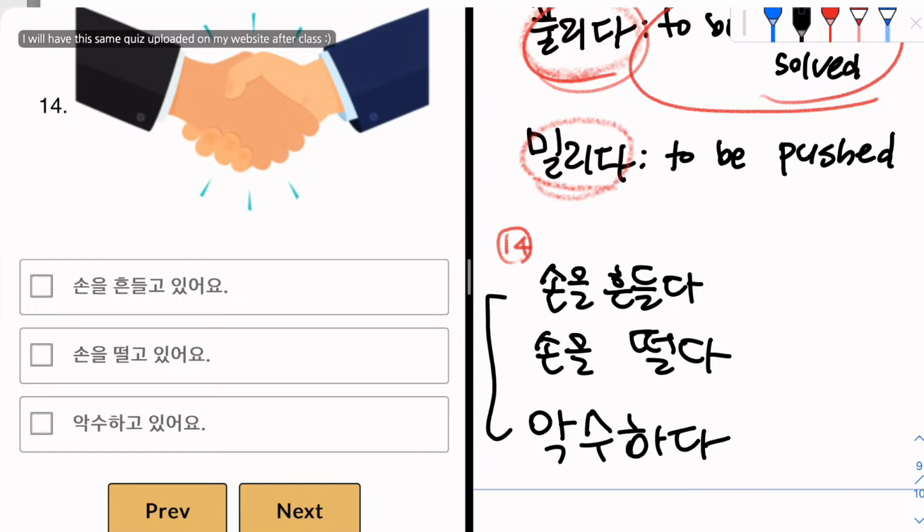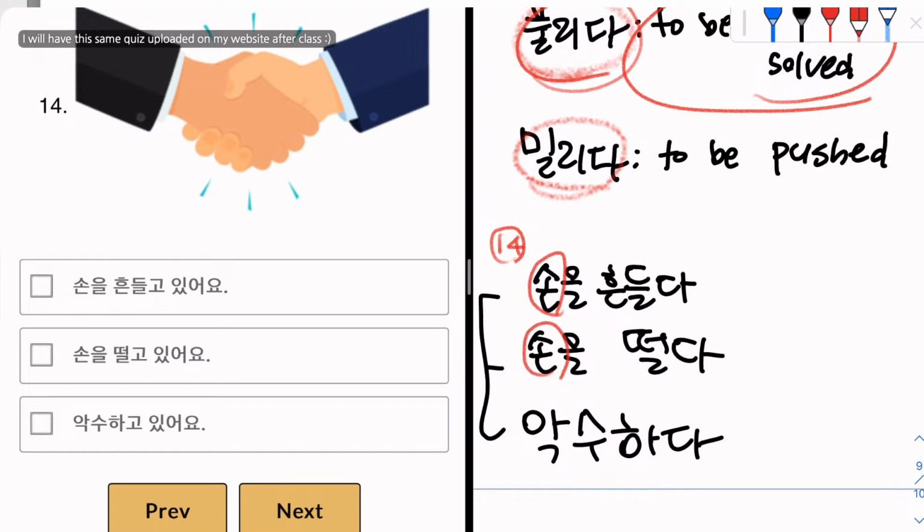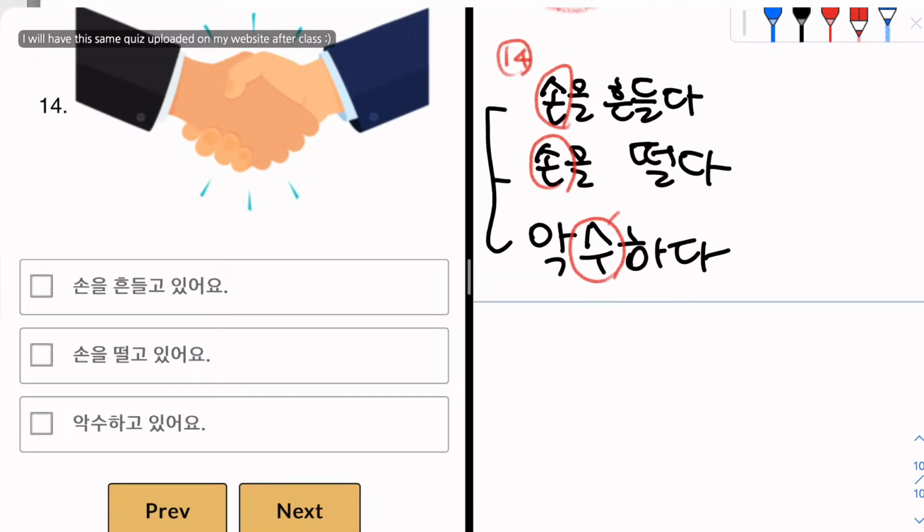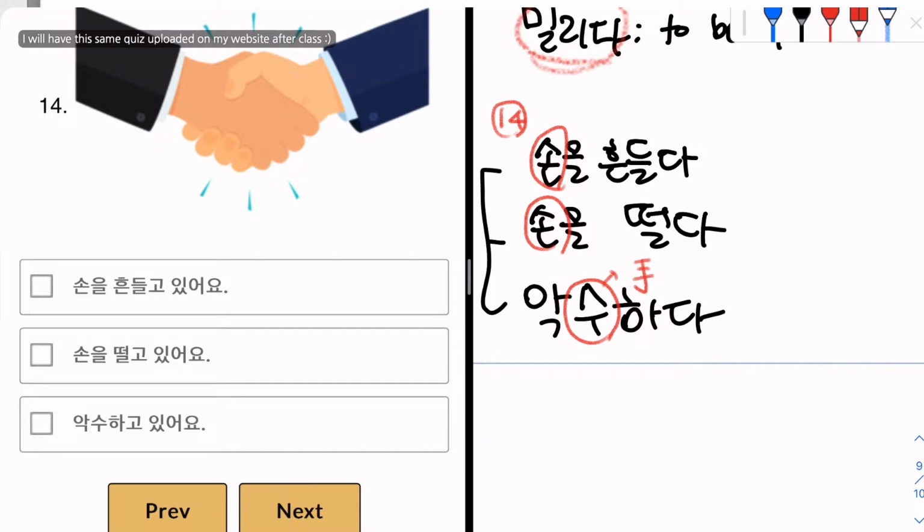So all these words have to do with hand. 손 means hand, and 수 is a Sino-Korean word that also means hand, and it comes from the Chinese character, this one that means hand. And what are they doing, guys? In English, they're shaking hands, right? And how do you say to shake hands in Korean?